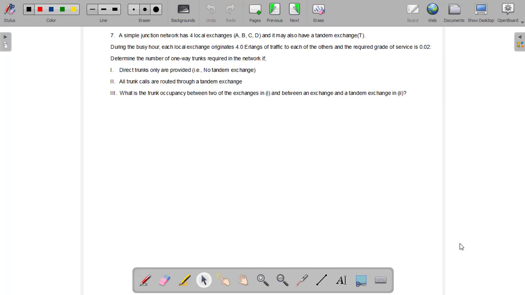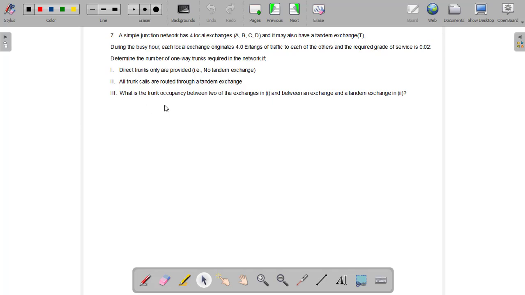So question 7 reads, a simple junction network has 4 local exchanges A, B, C, and D, and it may also have a tandem exchange T. During the busy hour, each local exchange originates 4.0 erlangs of traffic to each of the others, and the required grade of service is 0.02. We have to determine the number of one-way trunks required in the network if, first of all, direct trunks only are provided. Then, in the second case, when all trunk calls are routed through a tandem exchange.